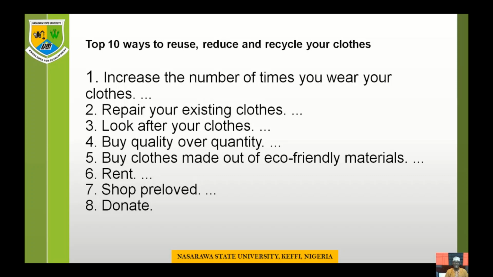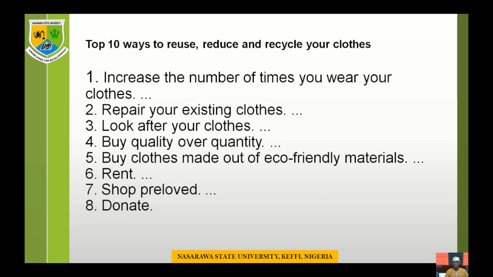Also buy quality over quantity. Instead of buying 20 clothes that are of bad quality, why don't you buy only 5 that are good quality and you reuse them? By this, you are minimizing the tax that you have on the environment.